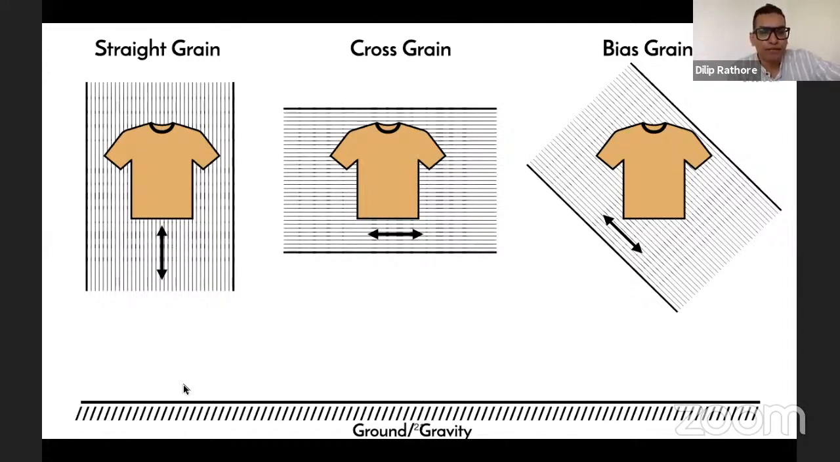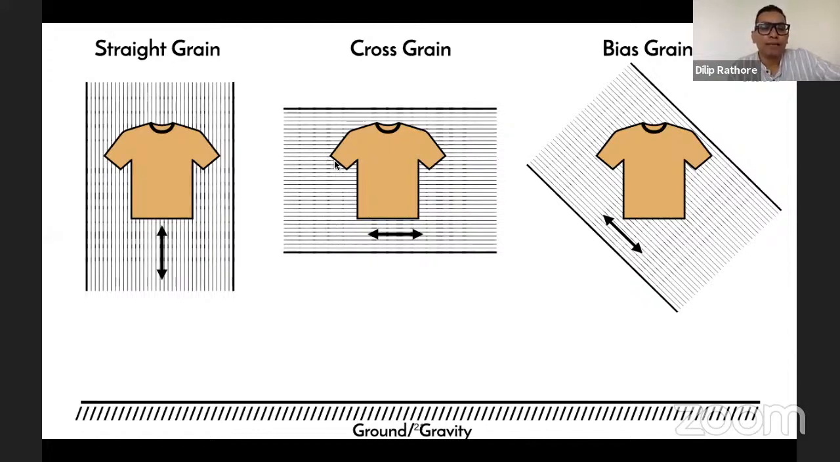The first one is understanding gravity. Why? Because gravity pulls things down. So here, if you see this one, the warp will have the gravitational pull, but the warp cannot stretch, so it will not stretch down. In the cross grain, gravity has a slight effect on the weft, because the weft is vertical over here.